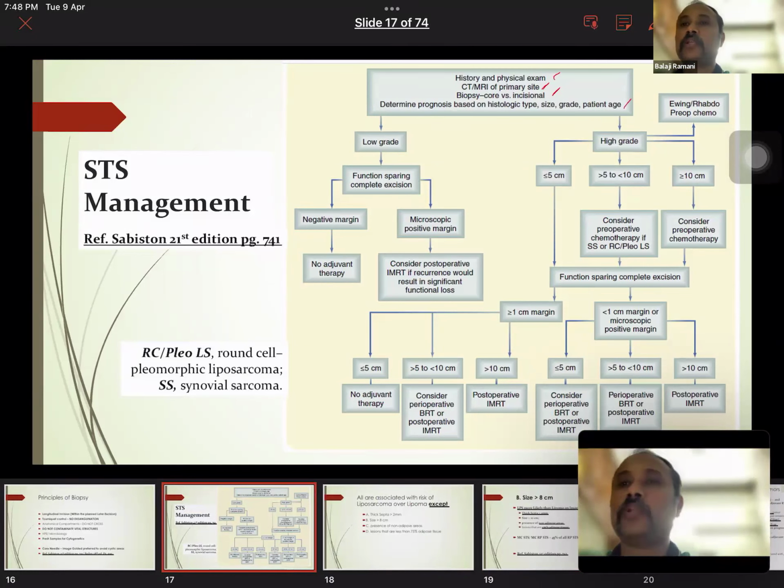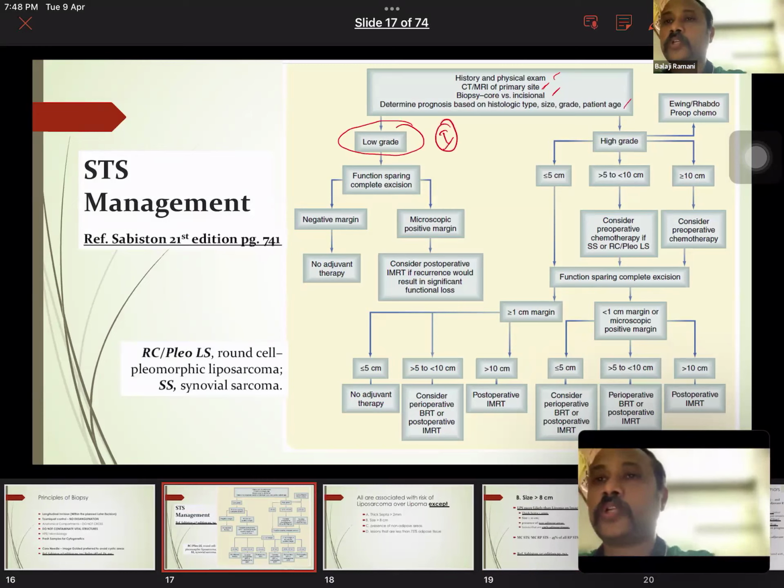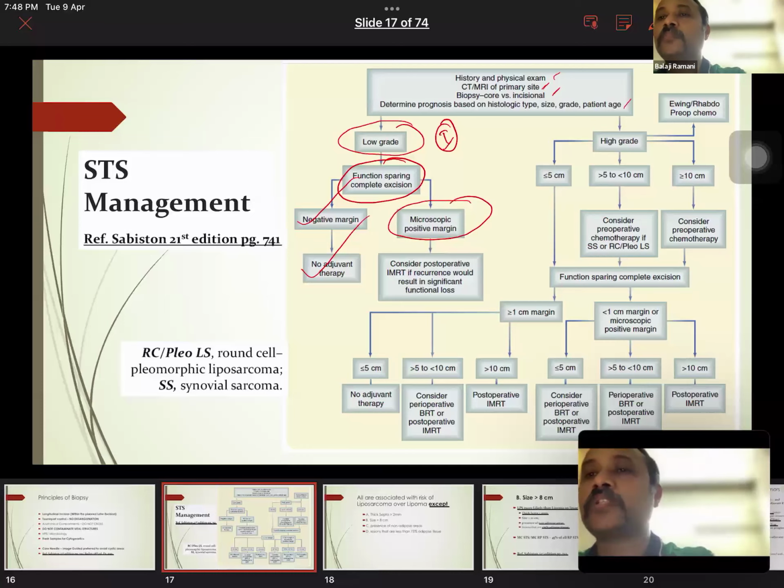Then, if it is a low-grade sarcoma, the classification itself depends on whether it's a stage 1 tumor or otherwise. Low-grade means it's a stage 1 tumor. So, if it is a low-grade sarcoma and a function-sparing complete resection is possible with negative margins, then you go for excision. In a low-grade sarcoma, the predominant treatment is going to be excision. If negative margin status is achieved, then there is no further adjuvant therapy. If you have a microscopically positive margin, then you may consider going in for post-operative RT.